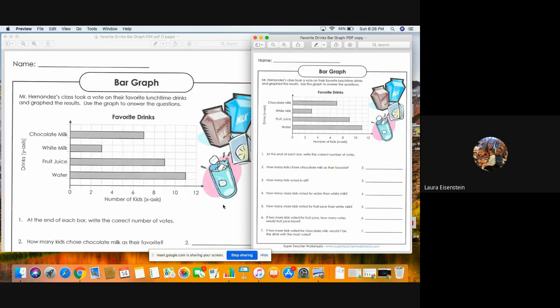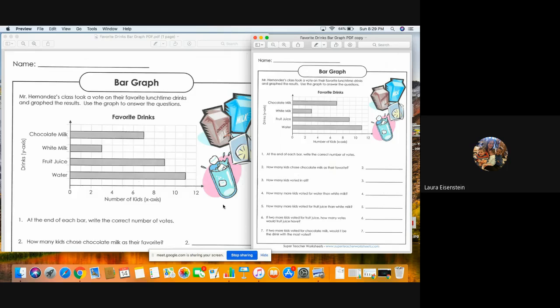Number 4, it says how many more kids voted for water than white milk. So remember, we talked about more than problems. Whenever it asks you how many more than or how many less than, it's asking you to compare the two and figure out the difference between them. What's the difference in number between the two?